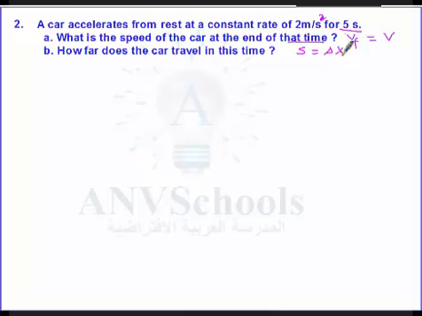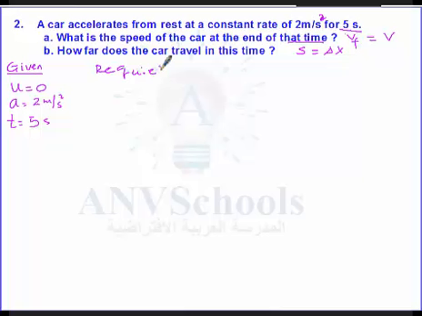So what are the given quantities? Let's write down the given quantities. A car accelerates from rest, which means the initial speed of the car is taken to be 0. The acceleration of the car is 2 meters per second squared, and time is 5 seconds. It's accelerating for 5 seconds. So what's required? We are asked to find.